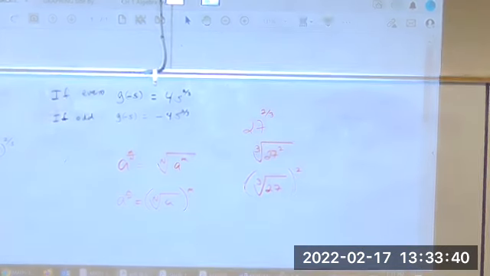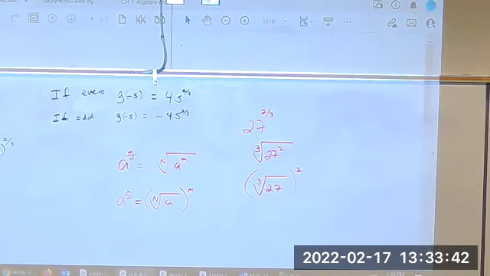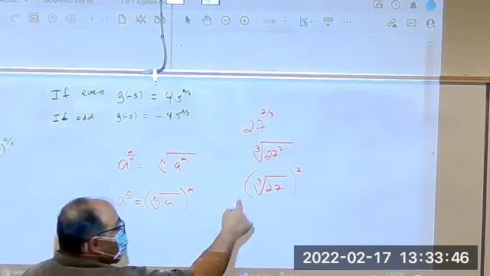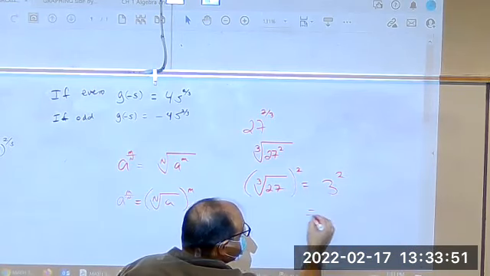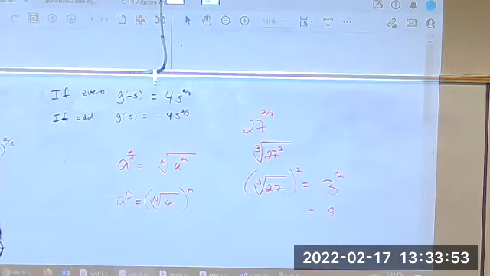The cube root of 27 is nice. What times itself 3 times makes 27? 3 times 3 times 3. So the cube root of 27, that's just a nice 3 to the 2nd, which is 9. Short, sweet, and simple. Okay?